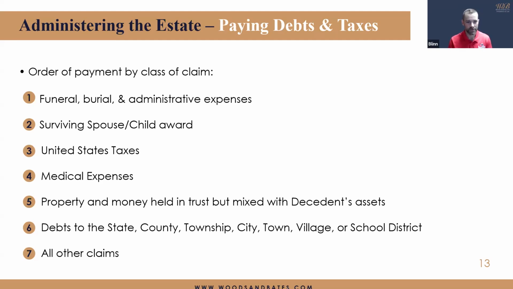So for instance, if we have not enough money to pay all the claims, we look at those claims and we classify them. Class 1 claims would be funeral expenses, burial expenses, costs of administration, attorney's fees, things like that. If we have enough to pay all those, we pay them. Then we go to class 2 claims, surviving spouse award and child award. If we have enough, we pay those, so forth, all the way down the line until we get to the point where we can't pay them anymore. Then we prorate those. What it's called when we can't pay all the debts is an insolvent estate.